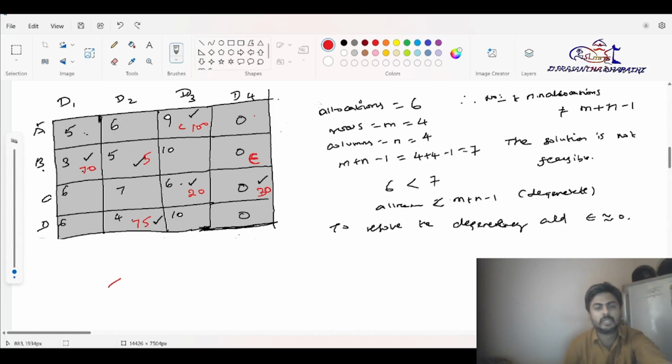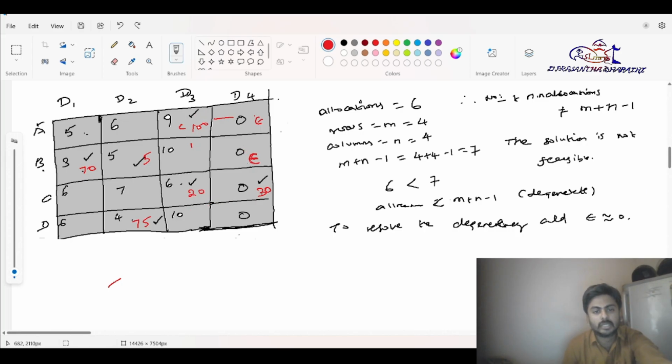If I put epsilon here, what will happen? A closed loop. You will get a closed loop because there is allocation here. If I put epsilon here, here is also an allocation. So there will form a closed allocation. So I don't want to form that closed allocation, I mean the closed loop.